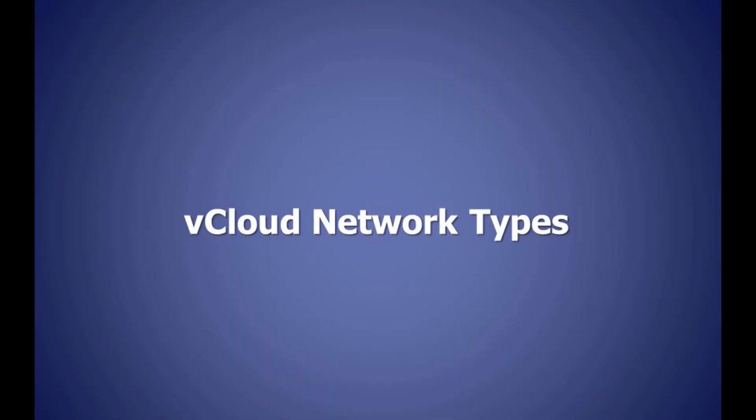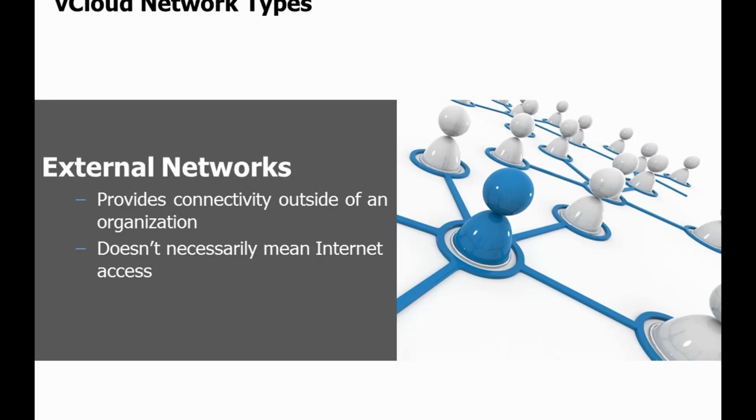So let's move into the various different types of networks that are available in vCloud and go over how they work and what they do, and some real-world cases where you may want to use one over another. To start with, we have external networks.